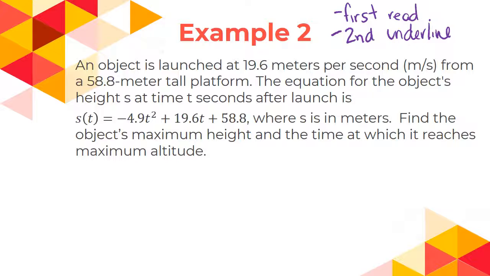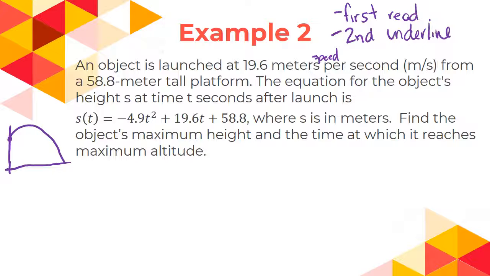So I have an object launched at 19.6 meters per second, which I interpret as a speed, from a 58.8 meter tall platform. The equation for the object's height s at time t seconds after launch is this equation, where s is in meters. Find the object's maximum height and the time at which it reaches maximum altitude. So I'm going to draw a little sketch to understand it. I'm launching an object from a height of 58.8 meters, and it's launching into the air and then it's going to land on the ground.